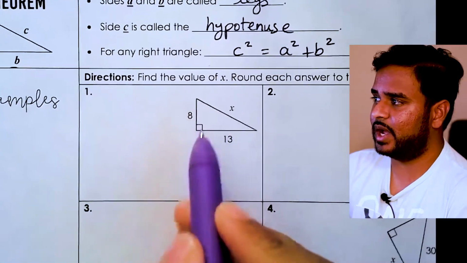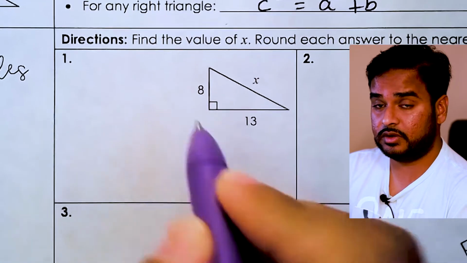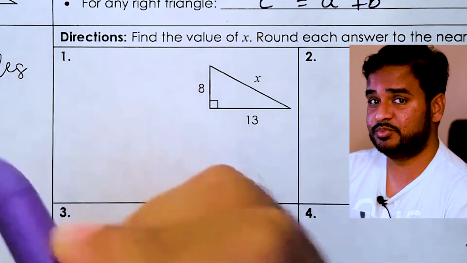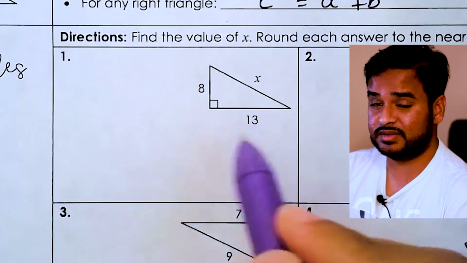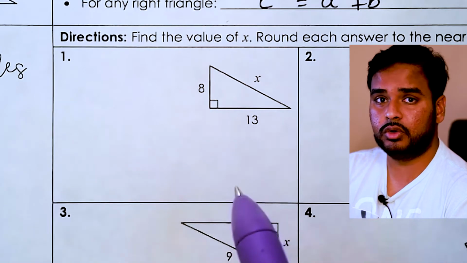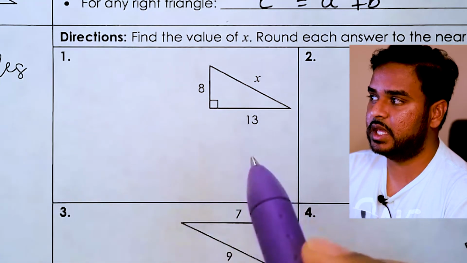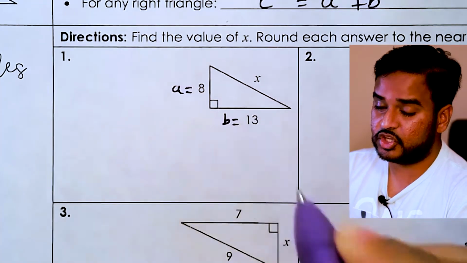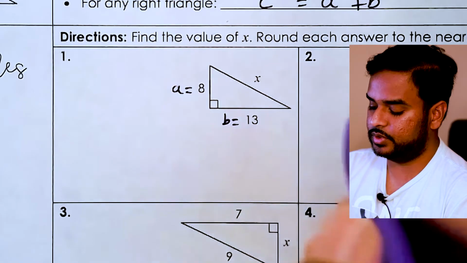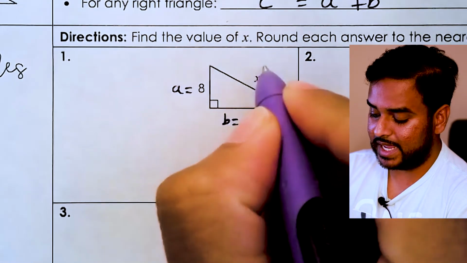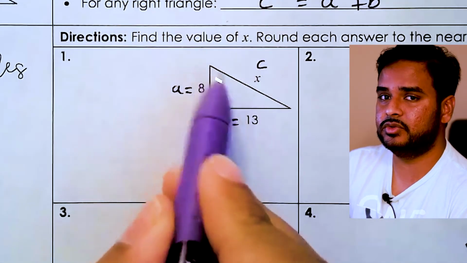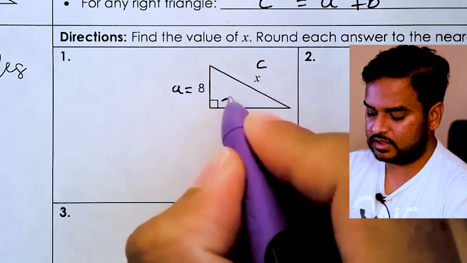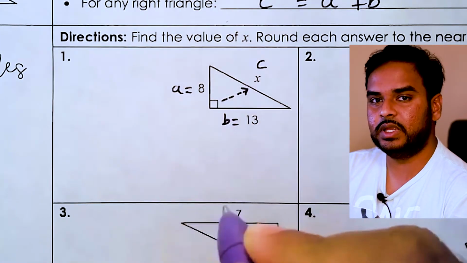If you look at our first triangle, we have 8 and 13, which are our legs. 8 and 13 are going to be A and B respectively. You can interchange them because it doesn't matter which way your legs go. 8 can be B and 13 can be A also. I'm going to say that 8 is A and 13 is B. X is going to be C because X is our hypotenuse. A good way to recognize your hypotenuse is the side that is exactly opposite to your 90-degree angle.